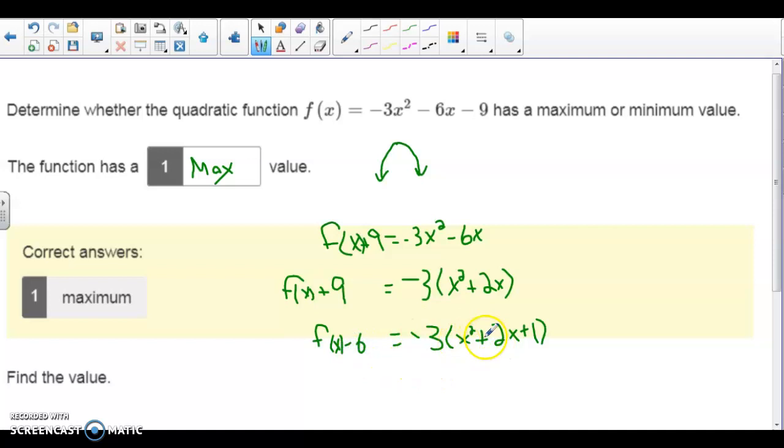And then from this point you can complete the square. So you get -3 times x plus 1 squared. And I would add 6 to both sides, so I'd have plus 6, and I'd have f of x equals that. So that would be our vertex form. -1, 6 would be our vertex. So the value, the maximum value, is y equals 6, because that is the y value of the vertex.